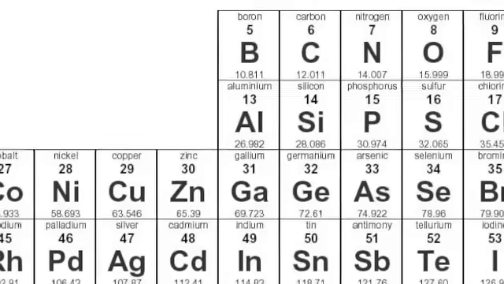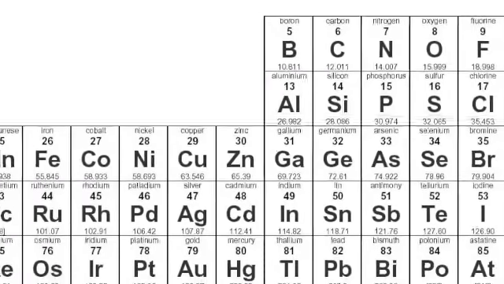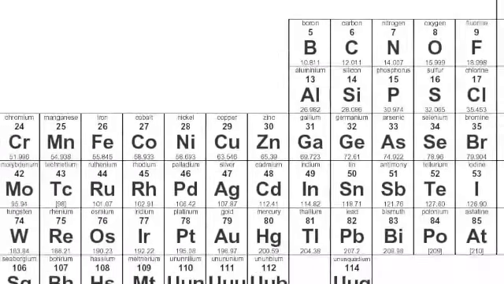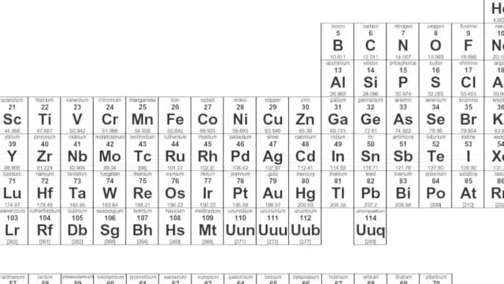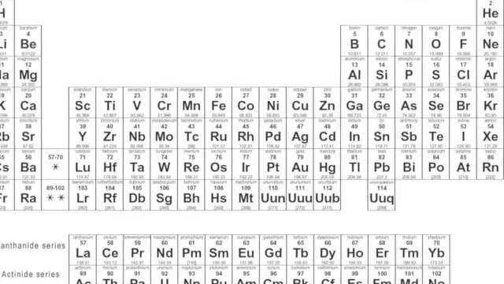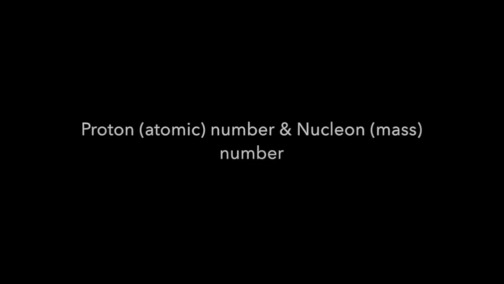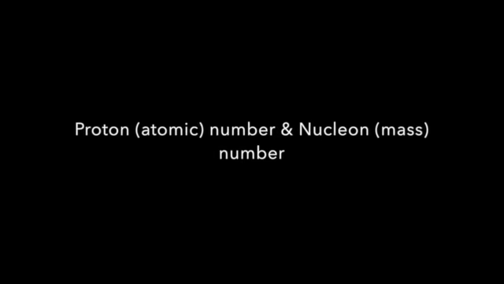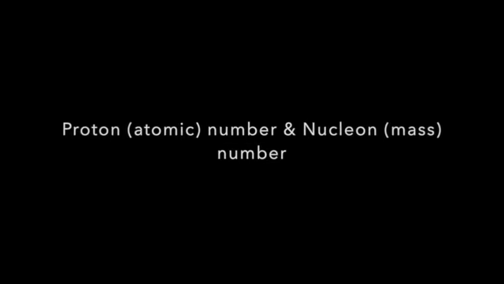Now, there are lots of elements, and they're all different, but each individual element consists of the same type of atom. That is, the atom of an element will always have the same number of protons and the same number of electrons. So let's look at how we work out the number of protons, neutrons and electrons in the atoms of a certain element.